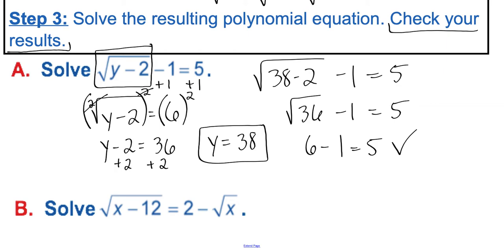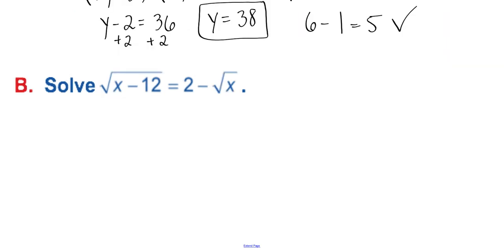So what happens if we have one like this, where there are two radicals in the equation? This is the newer type of question that you haven't seen in Algebra 2 yet. You may have seen them in Algebra 1, but that was a while ago.